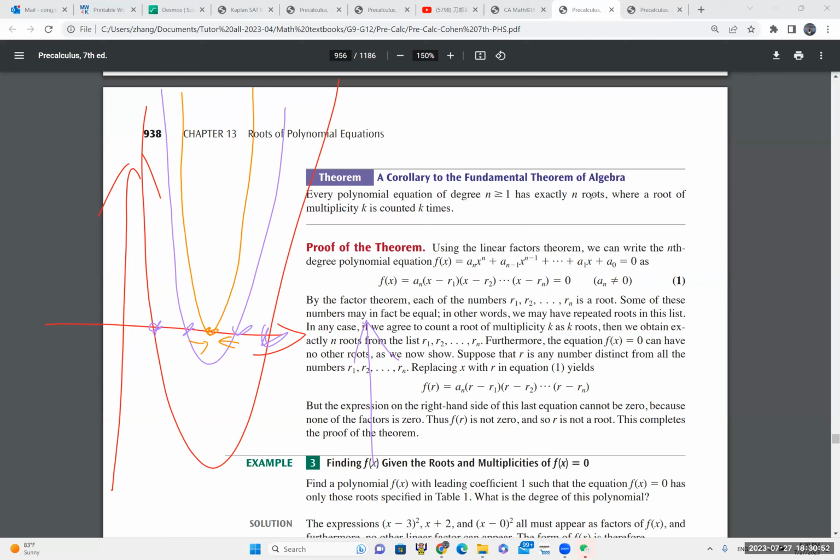Yeah, only in this way can we say that a polynomial of degree n has exactly n roots, including real roots and complex roots.